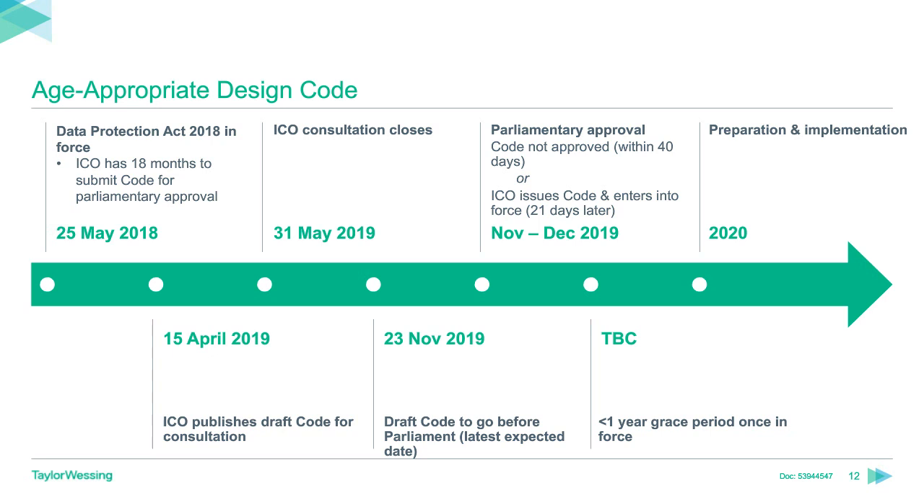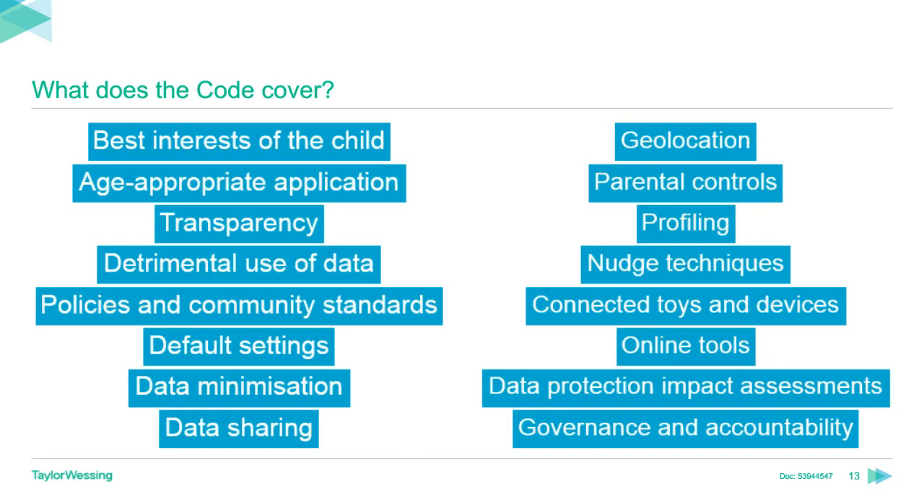So what does the code actually cover? It contains guidance on standards of age-appropriate design for information society services likely to be accessed by children. This is not just sites actively targeting children. Information society services, like Debbie was saying, is very, very broad. It's going to be any service normally provided for remuneration or payment at a distance by electronic means at the individual request of the recipient.